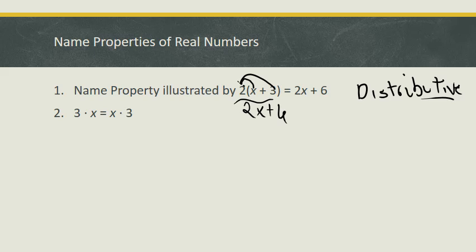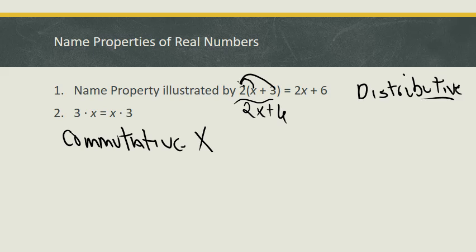Now let's look at this second one just briefly. I've got 3 times 2 equals x times 3. Of course this is algebra 2, so we should all know that. And this is an example of the commutative property of multiplication. If you go back and look at your real number properties chart, the commutative property of multiplication: a times b equals b times a. And that's an illustration of what we see right here.